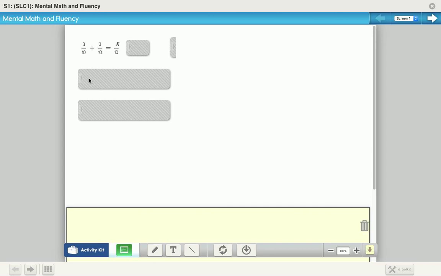So when we add fractions, we have to make sure the denominators are the same. Since the denominators already match, all we have to do is add the numerators. So 3/10 plus 3/10 is equal to 6/10.